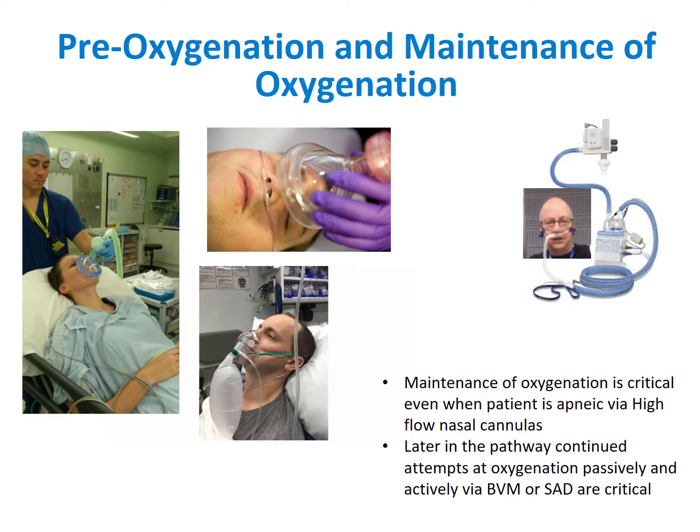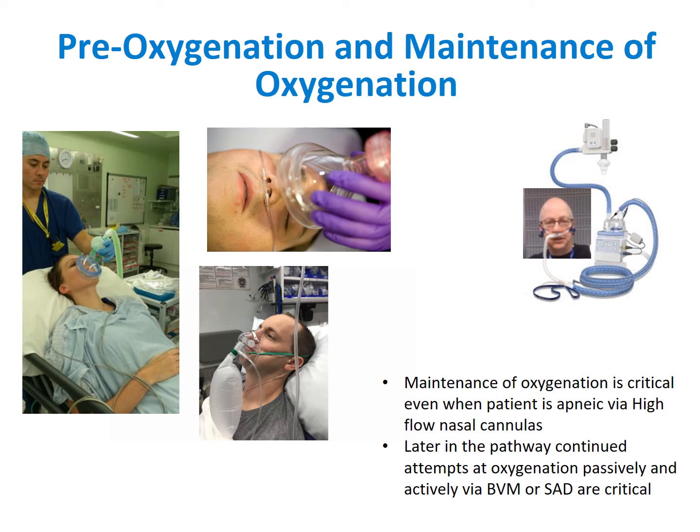So let's talk about pre-oxygenation and maintenance of oxygenation. Well, this is really critical. We talked about this. We want to use, in our high-risk patients, Airvo. This is a passive high-flow oxygenation nasal cannula. And later in the pathway, there's continued attempts at oxygenation, both passively and actively, through either bag valve masking, the supraglottic airway device, or passive.